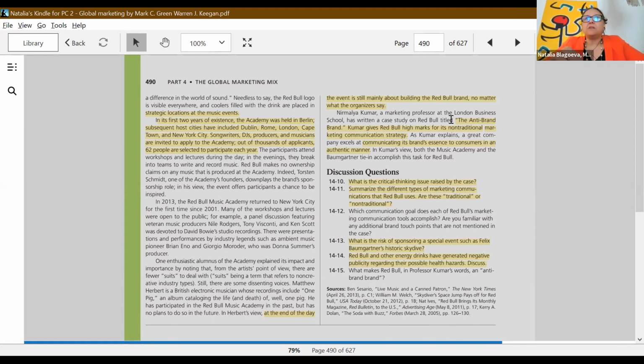So that's why a marketing professor here at the London Business School wrote a case study for them, and they called them the anti-brand brand. The reason for this is because of the very untraditional way in which they create their brand strategy and execute it.